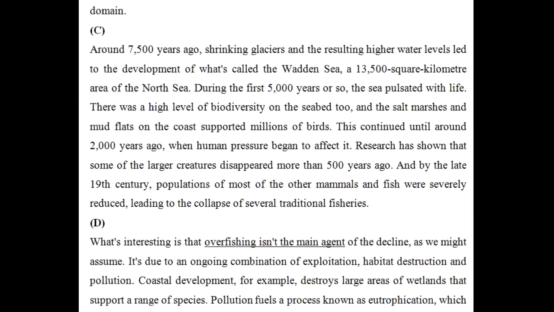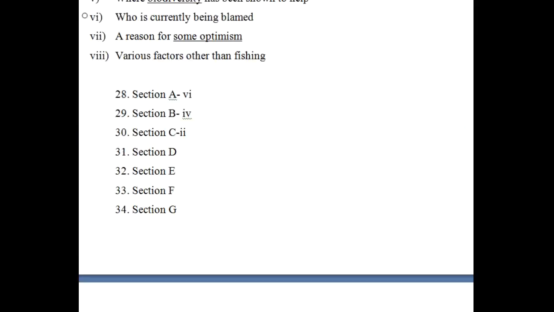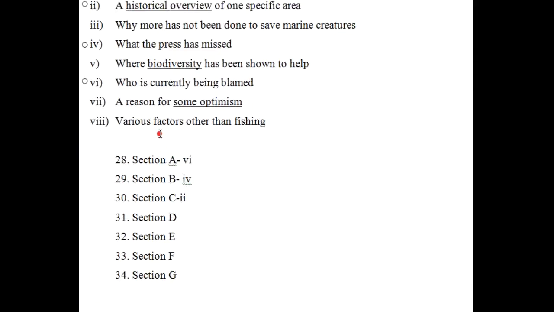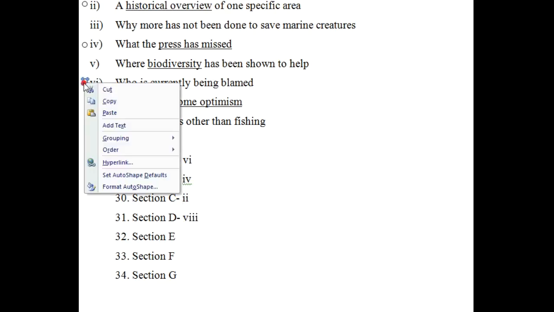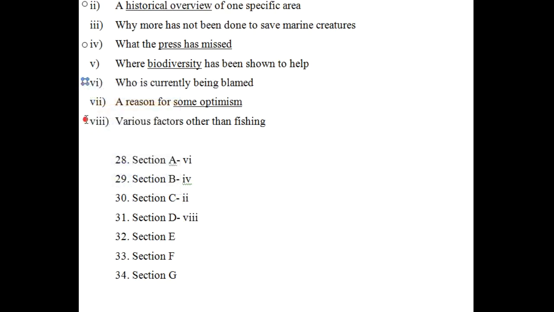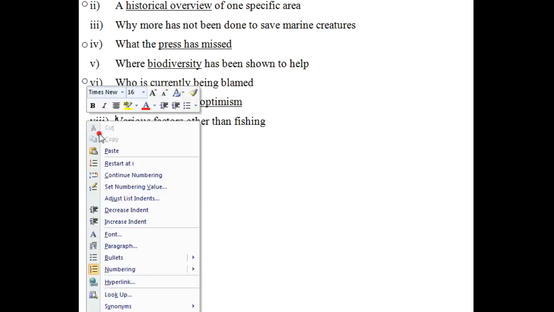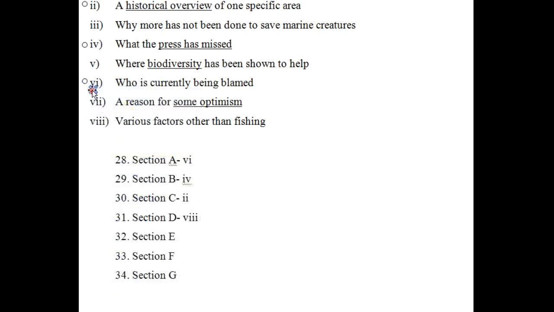Some headings were saying something about overfishing, I cannot recall, I have to go back and see. Various factors other than fishing. They're talking about various factors other than fishing. So the answer is 8 here. And again you need to have this lovely circle here, right? Put it here. I know it will go somewhere else and then I have to drag it, so that is the technical part of this. Okay, fine. So now I've got those many answers.